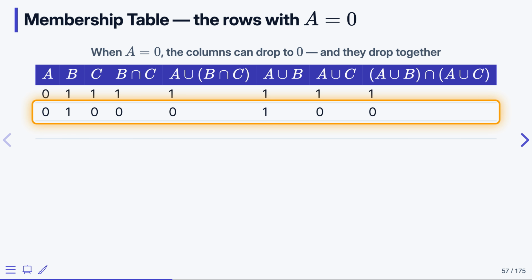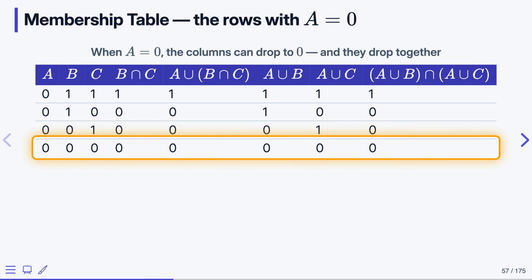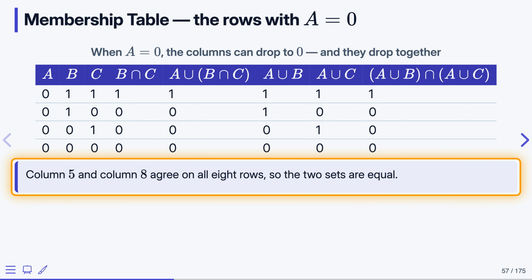Both sides give 0. Row 7. B is 0 and C is 1. B intersect C is 0, so the left side is 0. On the right, A union B is 0, so the last column is 0. Both sides give 0. Row 8, everything is 0, so both sides are 0. Now compare column 5 with column 8 across all 8 rows. They match every time. The two sets are equal, and the distributive law is proved.